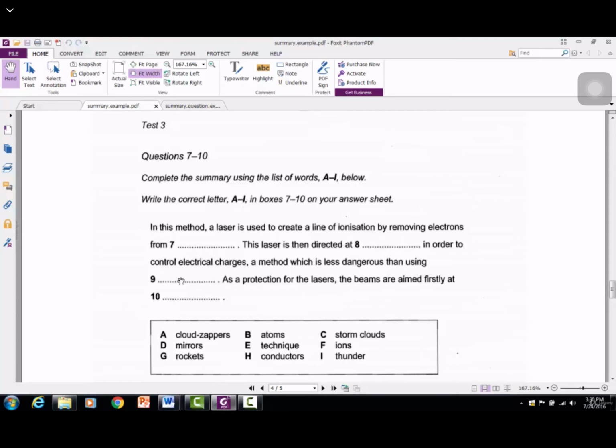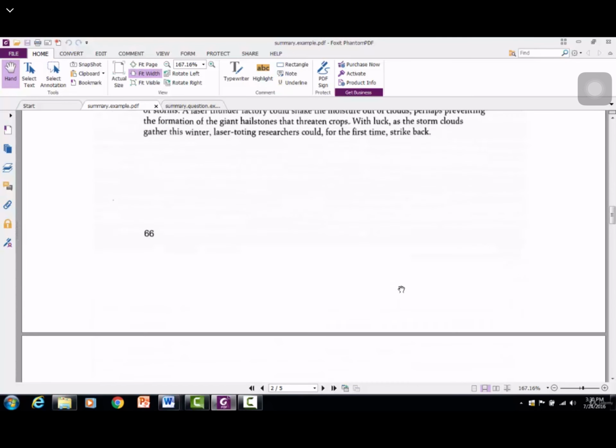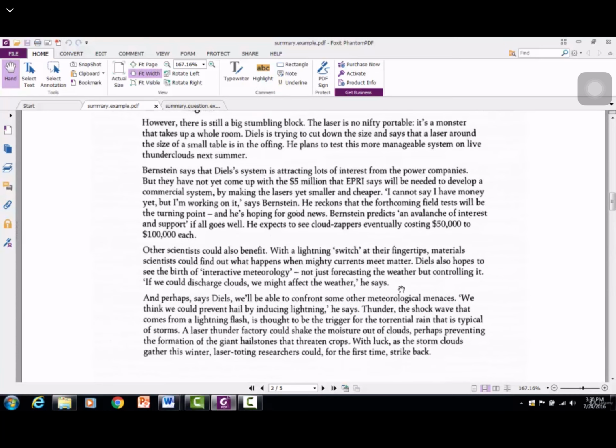All right, number 10, as a protection for the lasers, the beams are aimed firstly at. All right, what are the beams first aimed at?